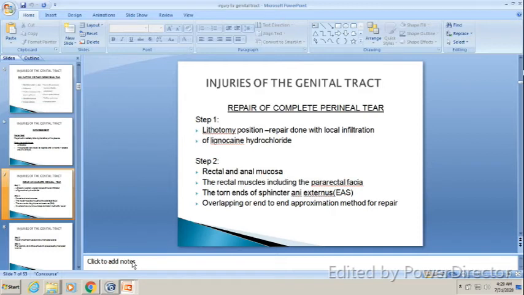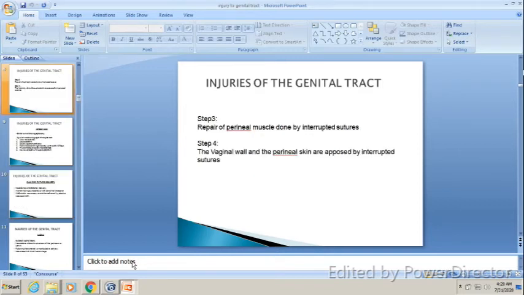Step 2, rectal and anal mucosa. Rectal muscles including the pararectal fascia. Torn end of the external anal sphincter, as I told you. I already told you, right? Repair of perineal muscle is done by interrupted sutures, vaginal wall and perineal skin by interrupted sutures.